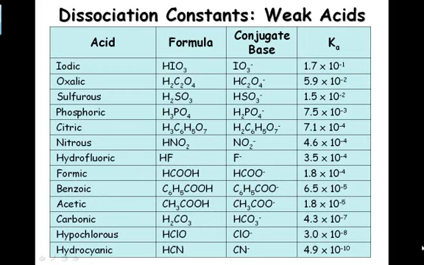So here's a table of some common weak acids and their Kas, and as you can see, they range all the way from iodic, which would be the strongest of the weak acids on this table, all the way down to hydrocyanic, which would be the weakest. So the larger the Ka, the stronger the weak acid. The smaller the Ka, the weaker the acid is. So large Ka means you have a stronger weak acid. Small Ka means you have a weaker weak acid. And we're going to use these Kas in future podcasts for calculations of pH.